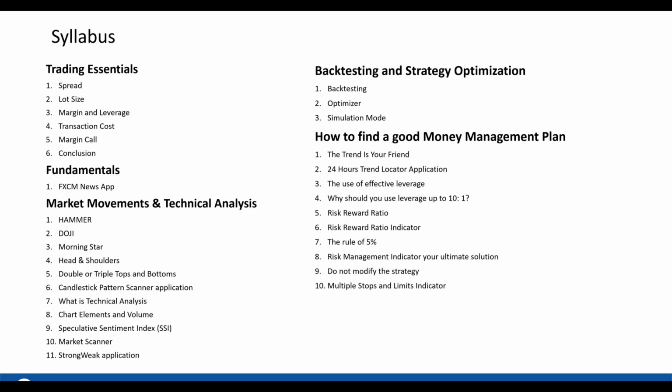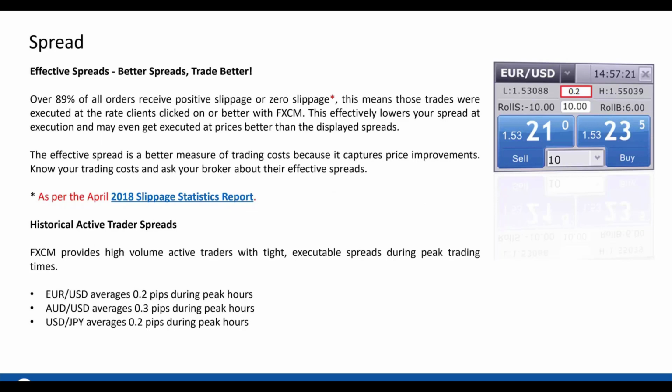Spread. Effective spreads, better spreads, trade better. Over 89% of all orders receive positive slippage or zero slippage. This means those trades were executed at the rate clients clicked on or better with FXCM. This effectively lowers your spread at execution and may even get executed at prices better than those displayed.